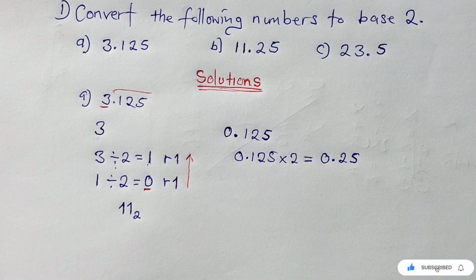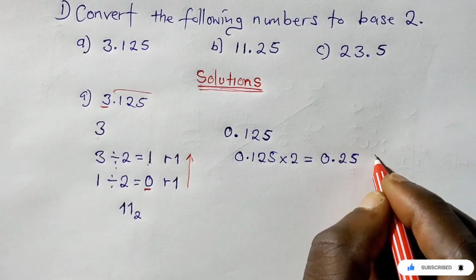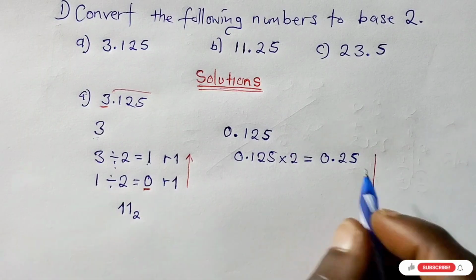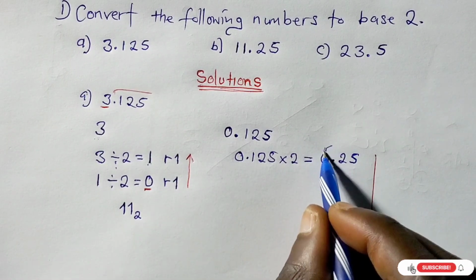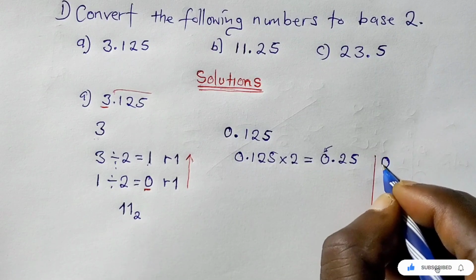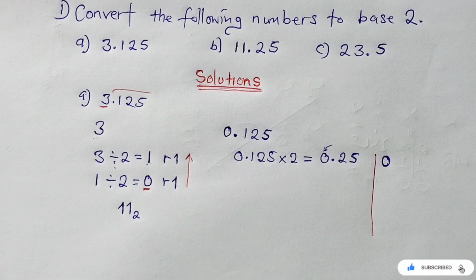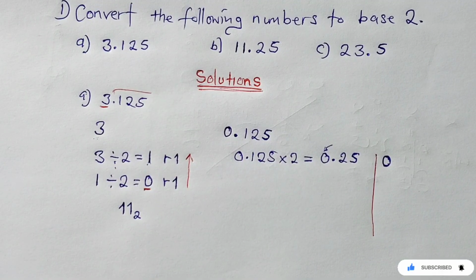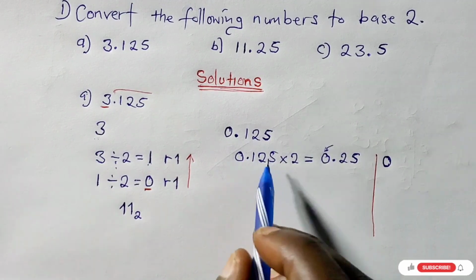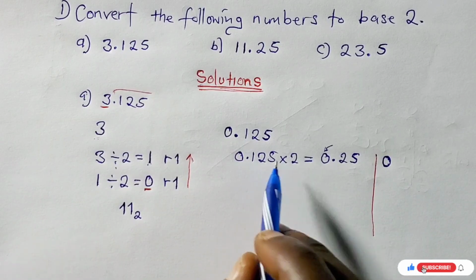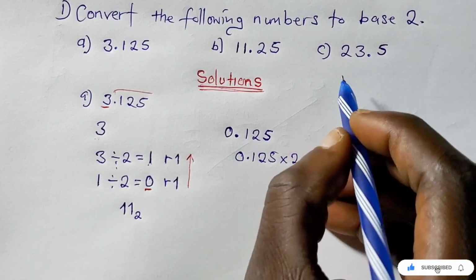0.25. Okay? Now, what are we writing? We are going to write the whole number which is here, the 0. So write it this side as 0. Okay? Now, how have I arrived at 0.25? When you multiply here, let me just calculate here nicely.